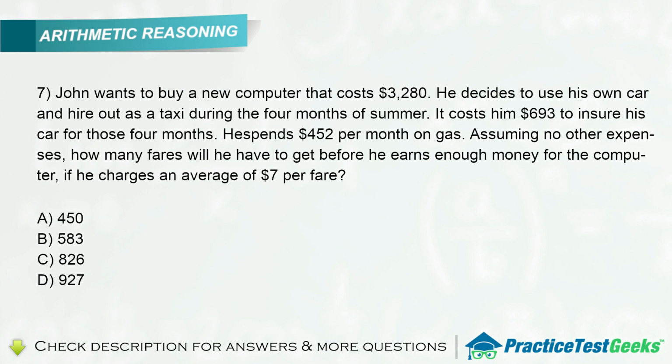Question 7. John wants to buy a new computer that costs $3,280. He decides to use his own car, and hire out as a taxi during the 4 months of summer. It costs him $693 to insure his car for those 4 months. He spends $452 per month on gas. Assuming no other expenses, how many fares will he have to get before he earns enough money for the computer, if he charges an average of $7 per fare? A. 450. B. 583. C. 826. D. 927.